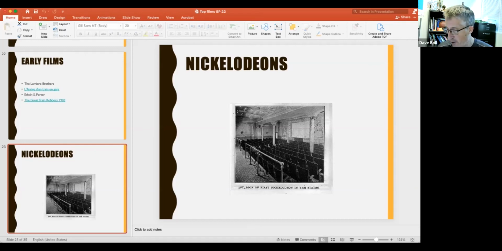Okay. So the charge was 5 cents for admission. The theater was called a Nickelodeon. So suddenly the idea of showing films became big business, right? And again, these films were all very short, about 12 minutes long. And there was a lot of high turnover within those films.